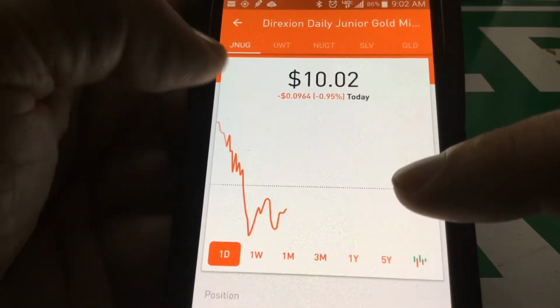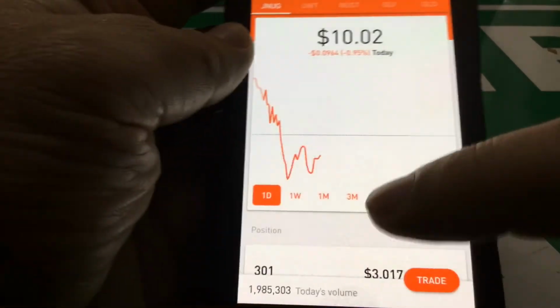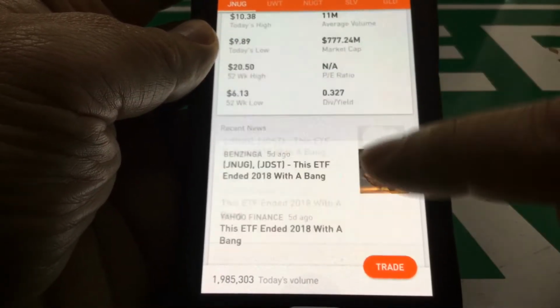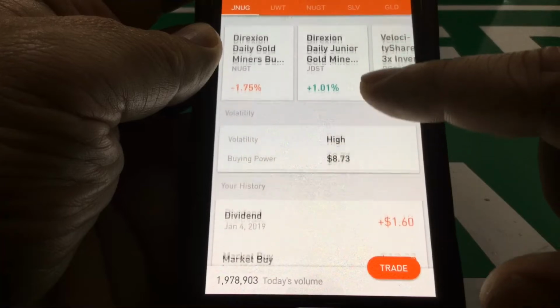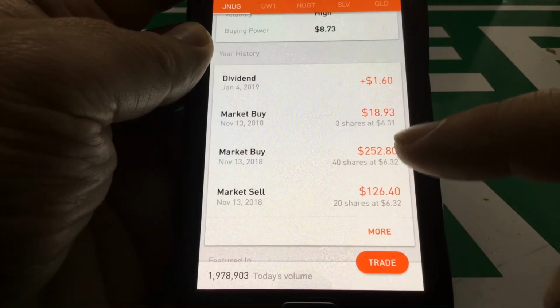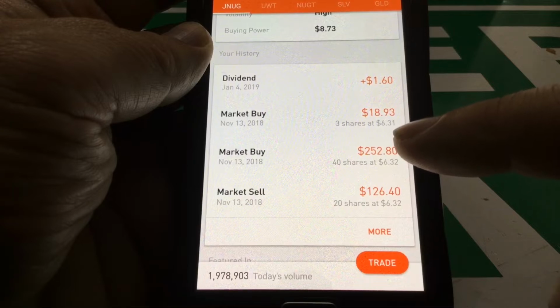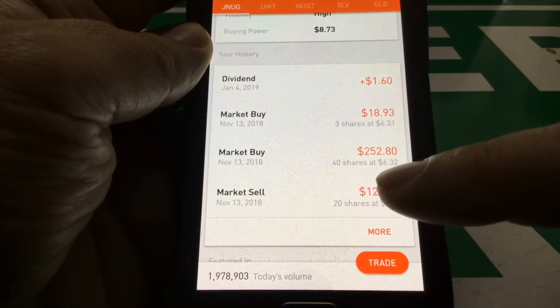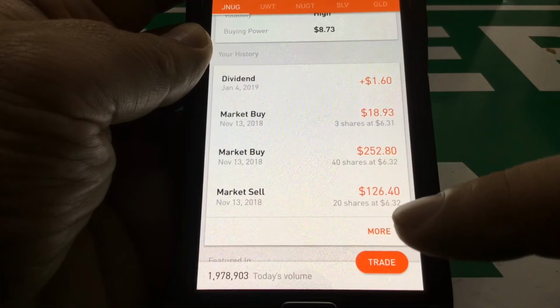Okay, junior miners. Here we go. So one day, now I'm going to do a trade. Right now, I was going to show you. I bought this in November at $18 worth, 3 shares. Then I bought 40 shares. Then I bought 20 shares at $6.30.